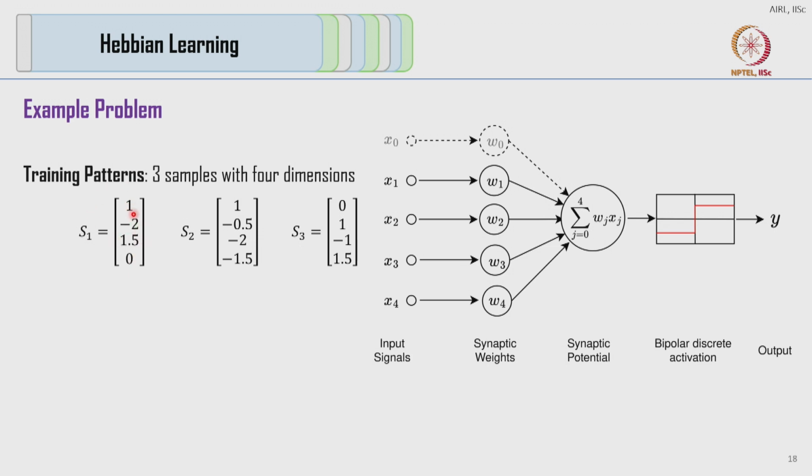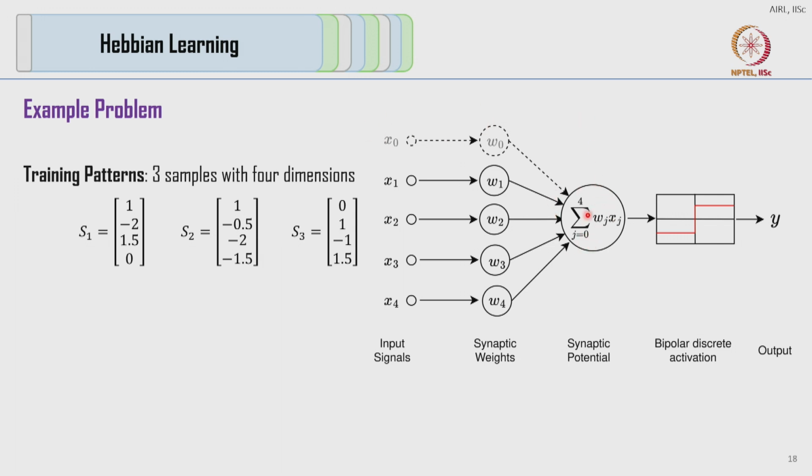This corresponds to sample 1. Sample 2 is 1, -0.5, -2 and -1.5. Sample 3 is 0, 1, -1, 1.5. So, it is a 4-dimensional input. There are 4 dendrites giving signals to me, x1, x2, x3, x4. Corresponding synaptic weights are W1, W2, W3, W4, and I have a bias x0, W0.